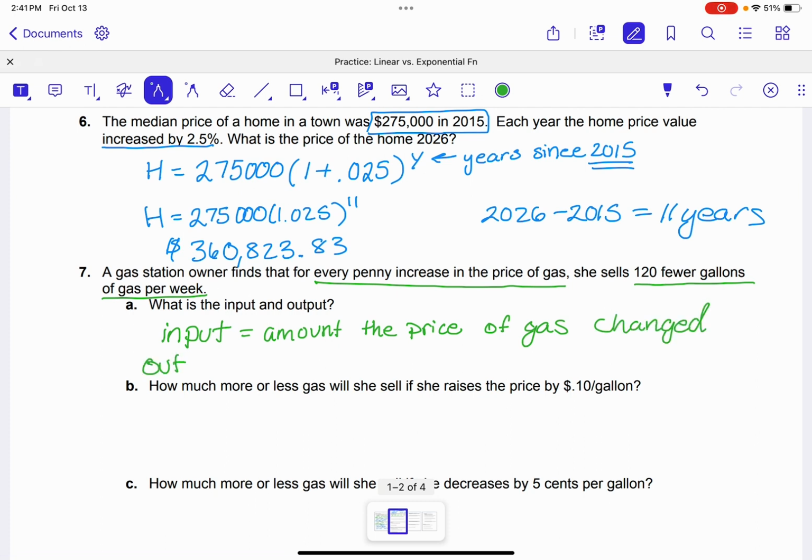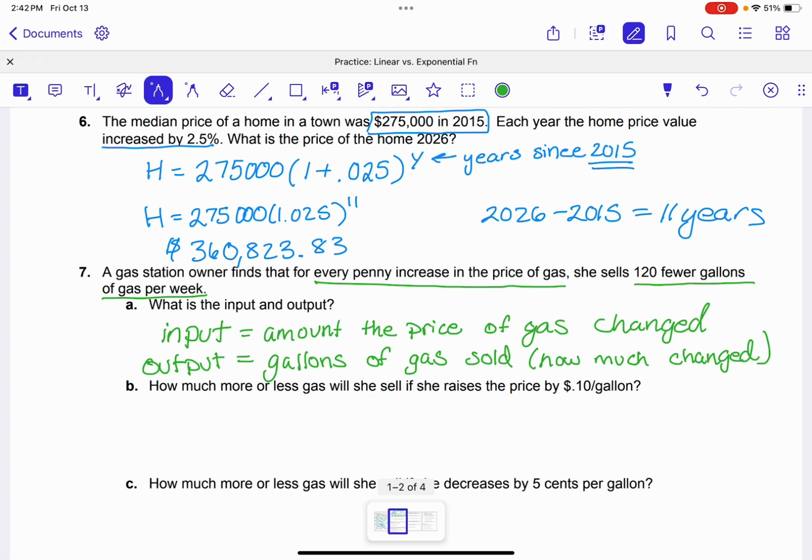And the output then is the amount of gallons of gas, like how much her amount of gas sold changed. So it's like the amount, the gallons of gas sold, sort of how much has it changed in a way. So I'm going to put how much changed.